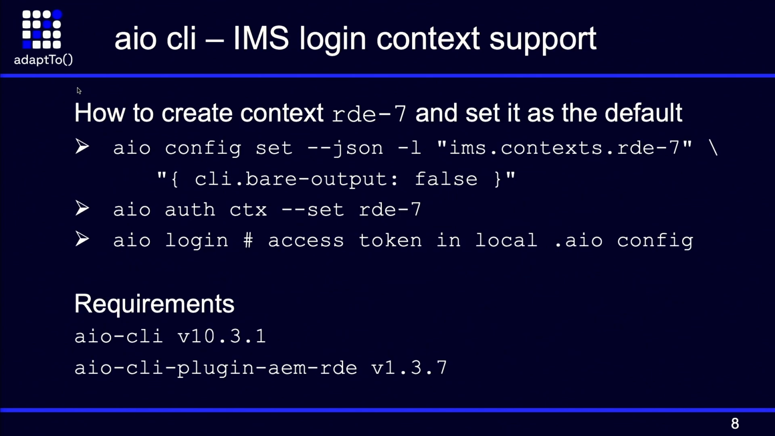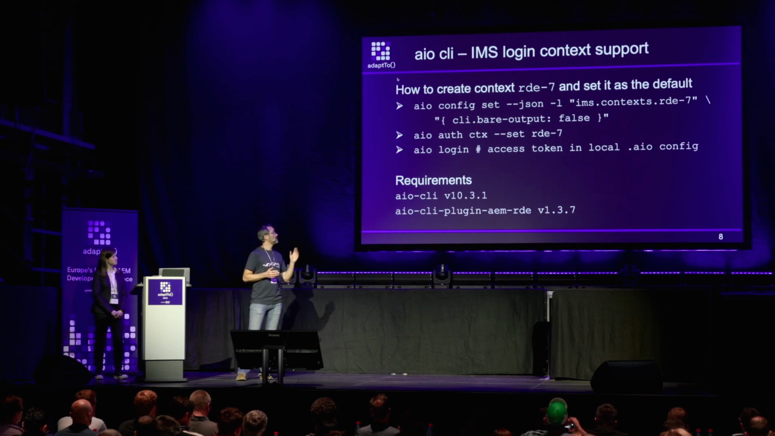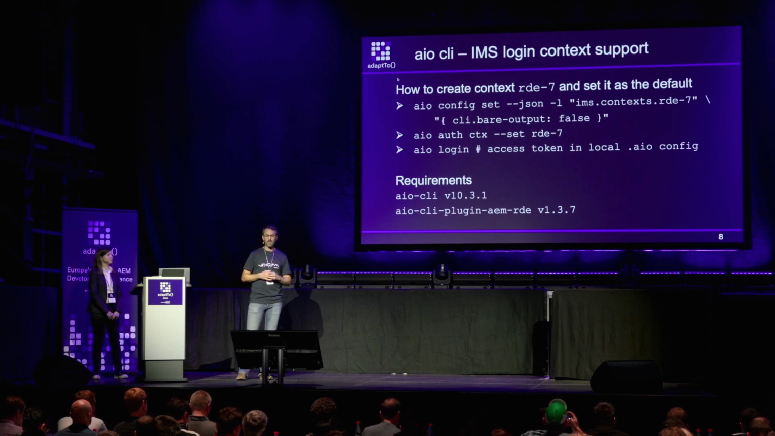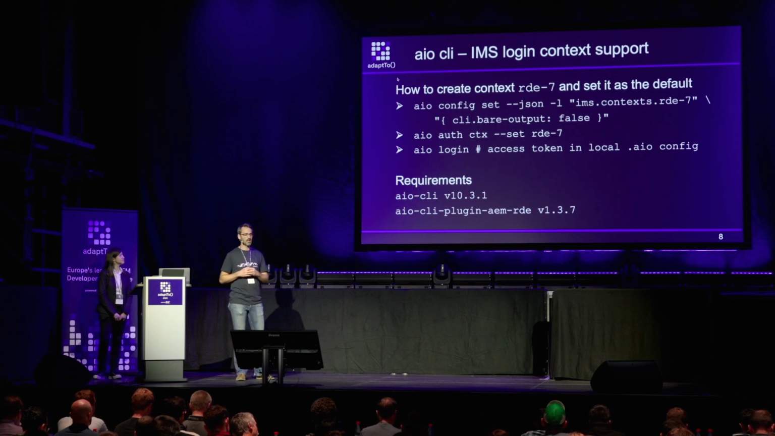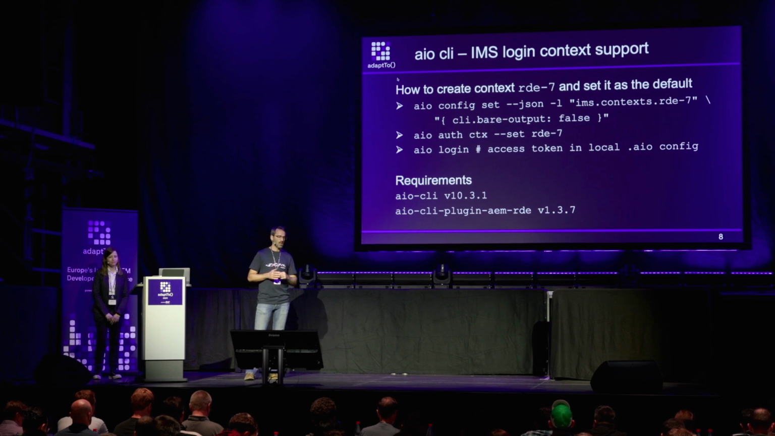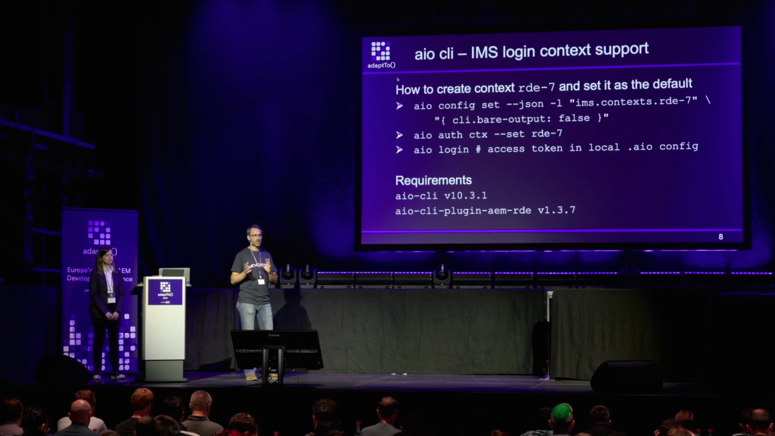In the last week, we have managed to get out this change, which is support for IMS login contexts. There's a concept where you can have different contexts in your configurations, and in theory, you can switch between those contexts. We have now implemented support for that in the RDE plugin for AIO CLI, and we have also fixed something in the login flow where the tokens weren't stored in the right location.